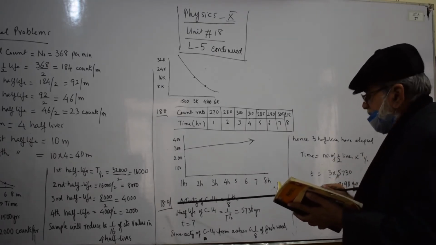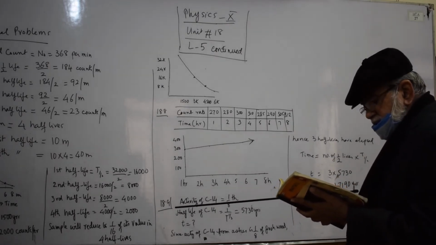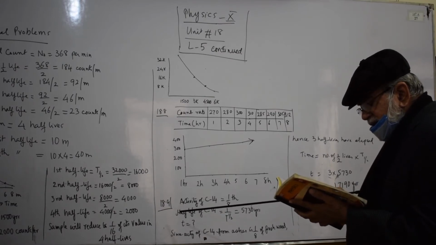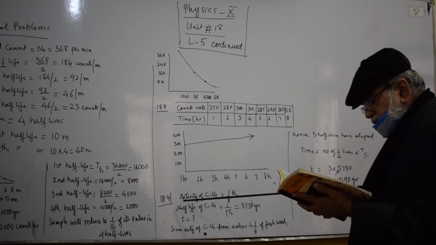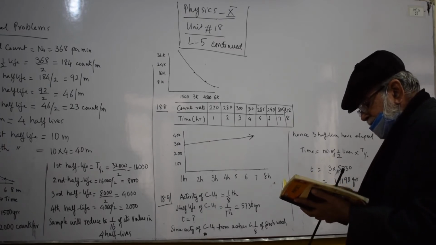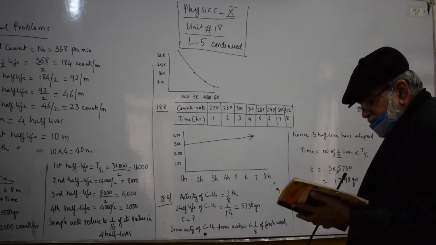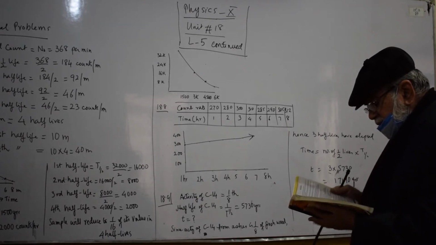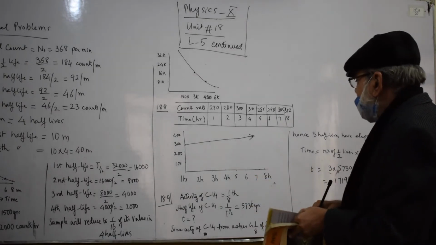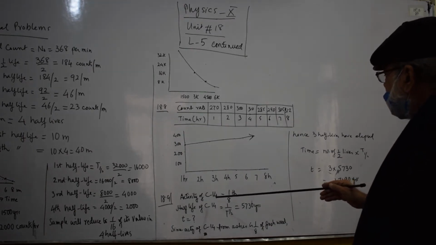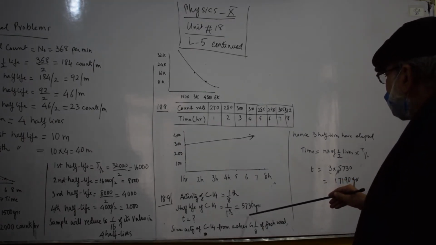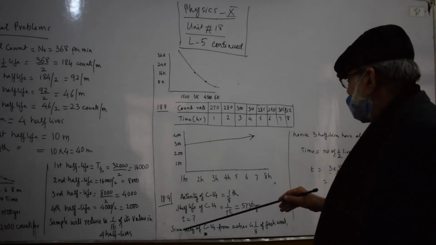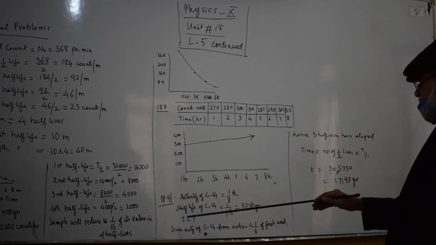The last one is 18.9. This says ashes from a campfire deep in a cave show carbon-14 activity of only 1/8 the activity of fresh wood. How long ago was that campfire made? So activity of carbon-14 is 1/8. Half-life of carbon-14 is 5,730 years. Time to be taken is calculated as follows.